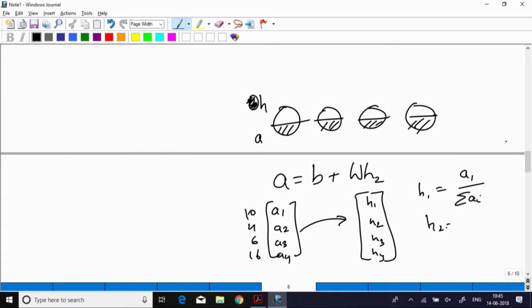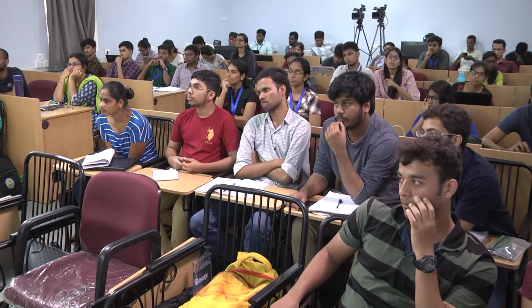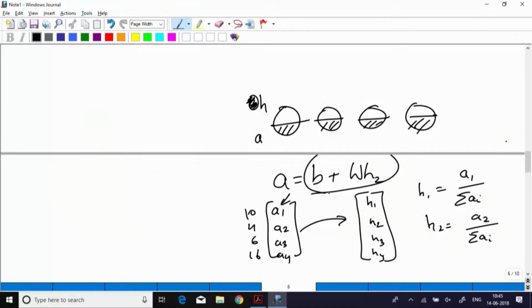H2 is equal to A2 over the same summation. Okay. So if I do this, I'll know that the sum is going to be 1. That's trivial. Am I guaranteed of the second condition which I wanted? Will all the values be positive? No, right? Because AI came from this formula.